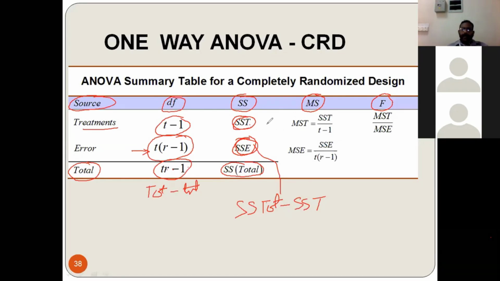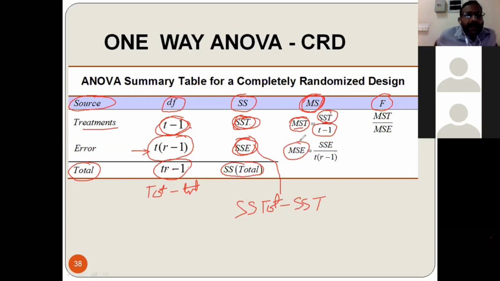Right. How do we calculate the mean square? Mean square of treatment, MST, is the sums of square of treatment divided by the respective degrees of freedom. So sums of square divided by degrees of freedom is given as mean square. Right? So we calculate the mean square for treatment as well as the mean square for error.